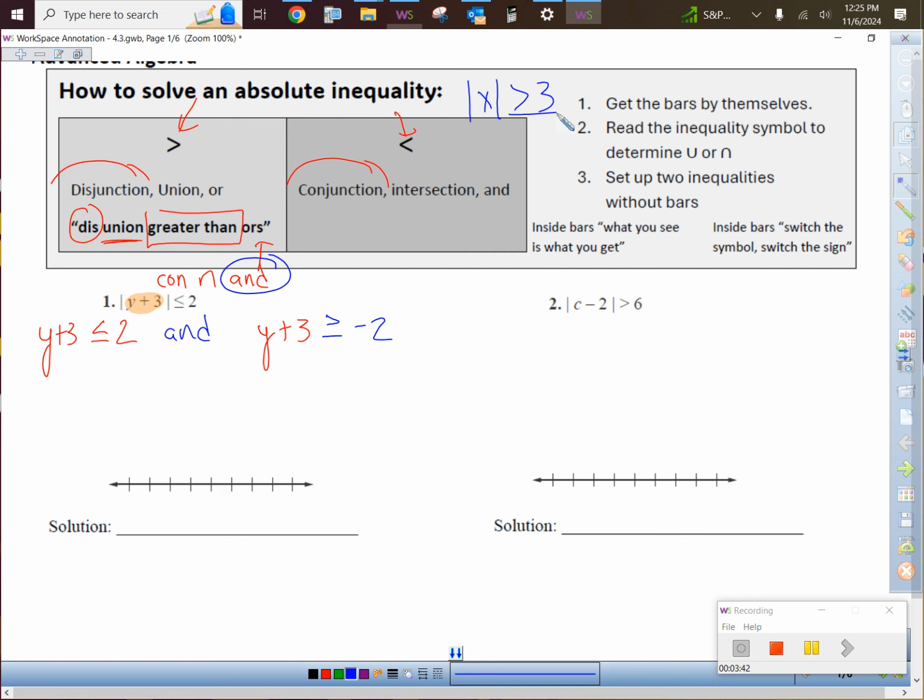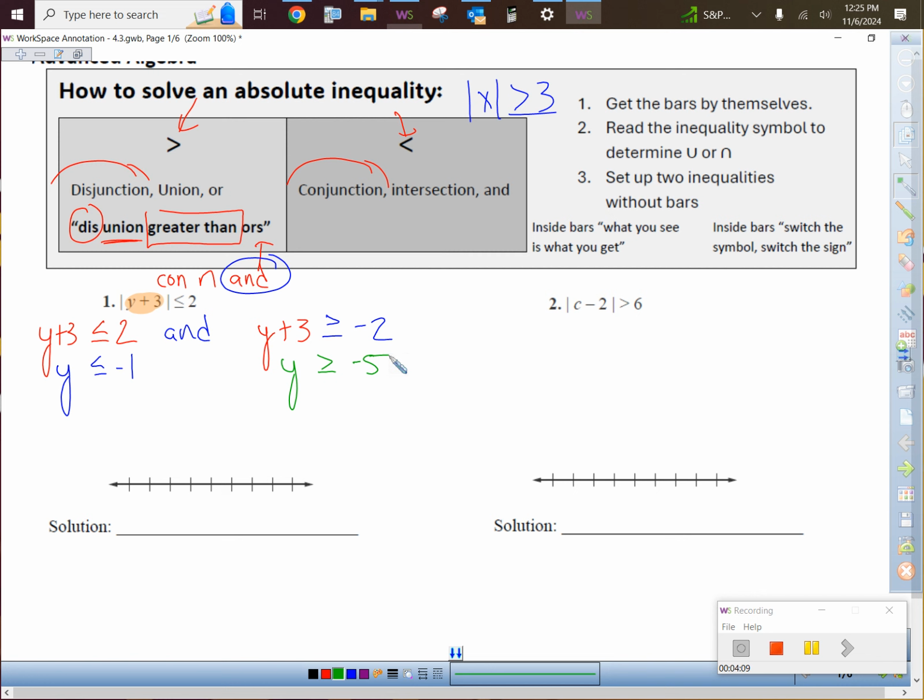Can you solve both of those for y? Go for it. So we shall subtract 3. Symbol does not switch. And then we shall subtract 3. And that gives me a negative 5. Are we okay with those two pieces?